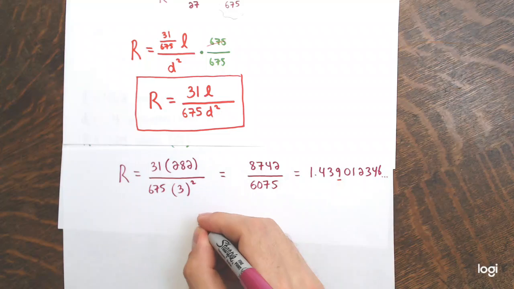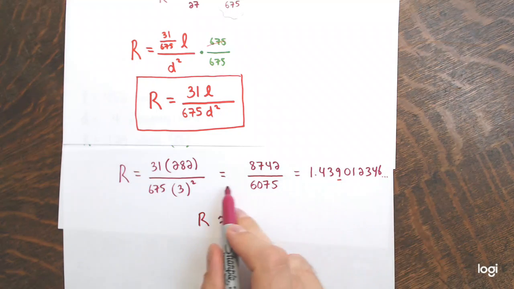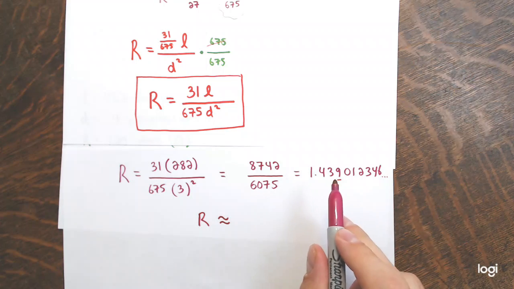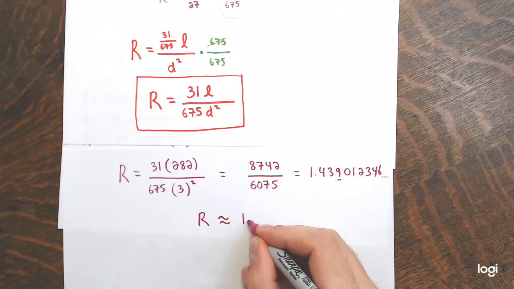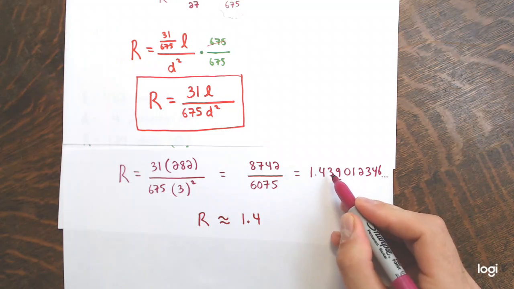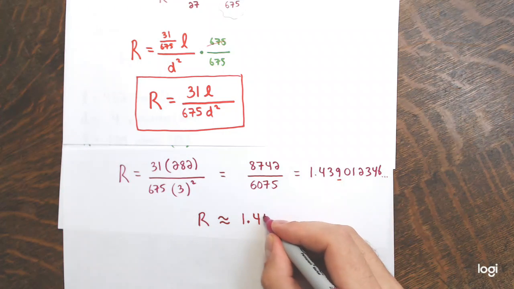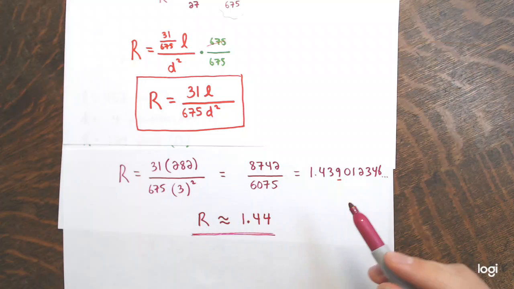So the resistance R is approximately equal to, notice it's equal, but because I'm rounding, I'm going to use this little wavy equal sign, approximately equal to 1.4. And as I said, this is above 5 in the third decimal place, so I'm going to bump the second decimal place up to 4. Okay. Now, what are the units on this?